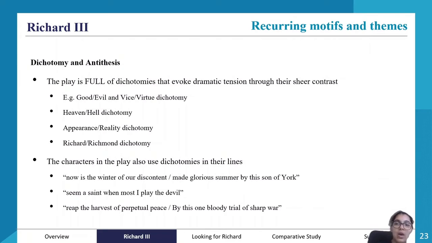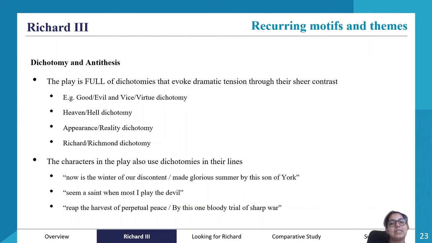We see the heaven and hell dichotomy. We see appearance versus reality. That's obviously with Richard's facade, how he manipulates everyone. He's so duplicitous. He comes across as caring, understanding, kind, and he comes across as a supporter of the Yorks, supporter of King Edward and Queen Elizabeth and Clarence. However, no, he is not, right? That's his reality. And the Richard and Richmond dichotomy as well.